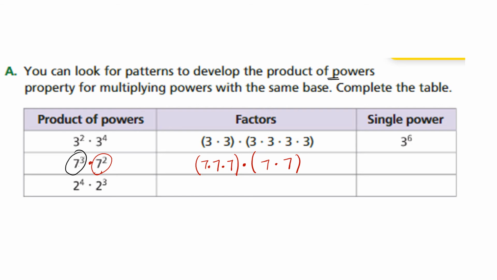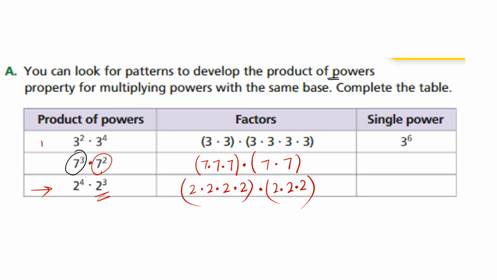Let's try to do the other one first: 2 to the power of 4. It means you write the 2 how many times? 4 times. Excellent. And then times 2 to the power of 3. So how many times will you write the 2? You will write the 2 three times. Now write it in a single power. Now what does it mean to write it in a single power?